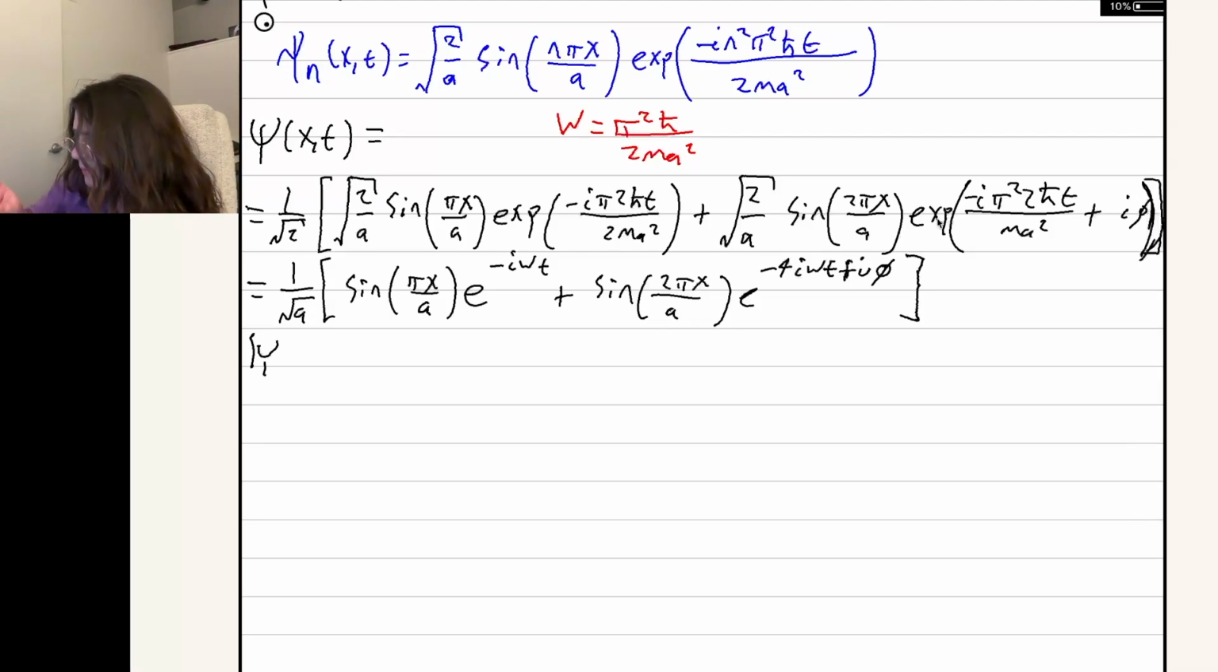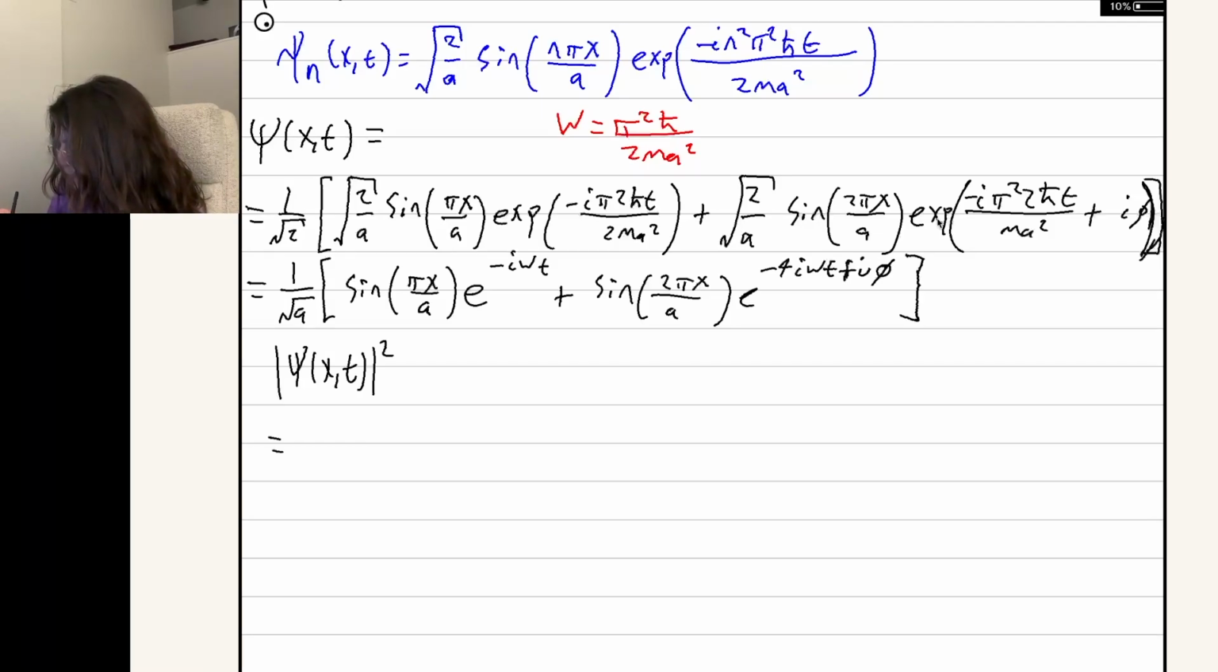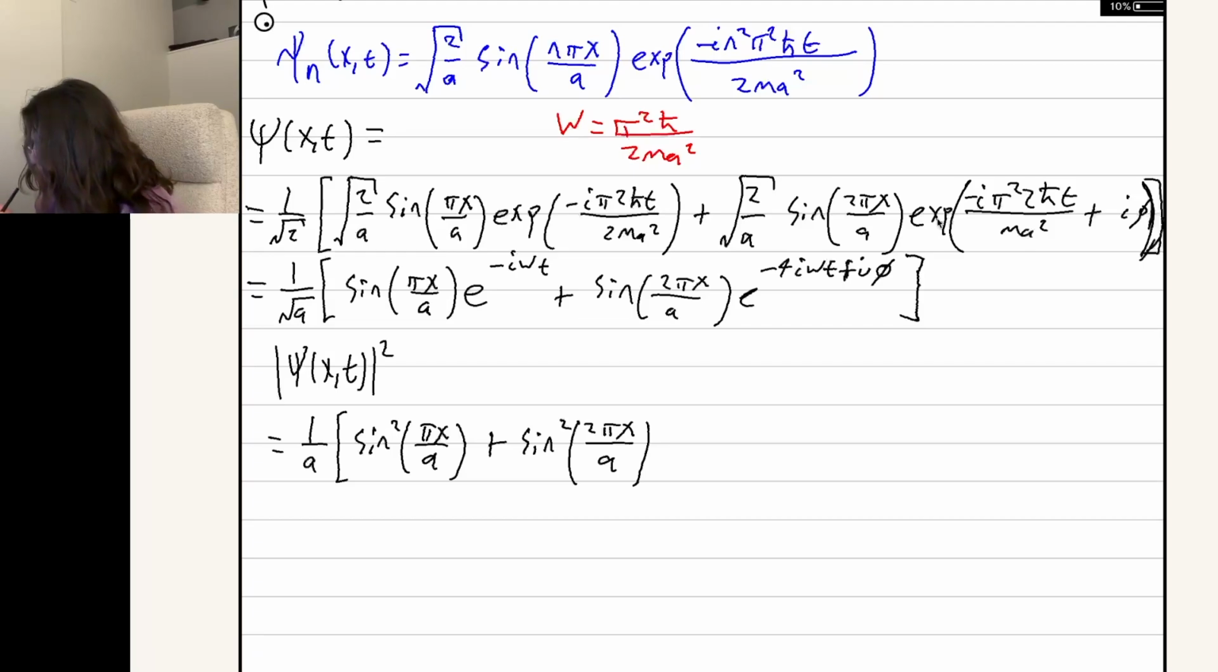The modulus squared is also a thing that we should look at now that we have this overall phase. And that's going to be 1 over a. We'll have sine squared pi x over a, that doesn't change, plus sine squared 2 pi x over a, that doesn't change either, but the cross terms change. We'll have a pi x over a, we'll have a 2 pi x over a. We'll have two terms which depend on this.